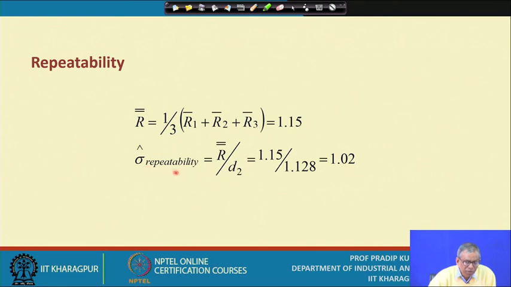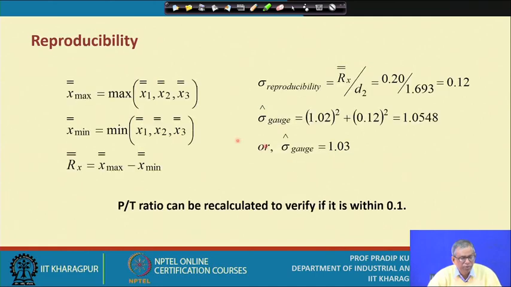So what is sigma repeatability? That is R double bar by d2, the same formula we have been using. That is 1.15 divided by 1.128, and this is 1.128 when n equals 2. It is clear, because range calculation is possible only when a minimum of 2 data points are available. So this is 1.02.